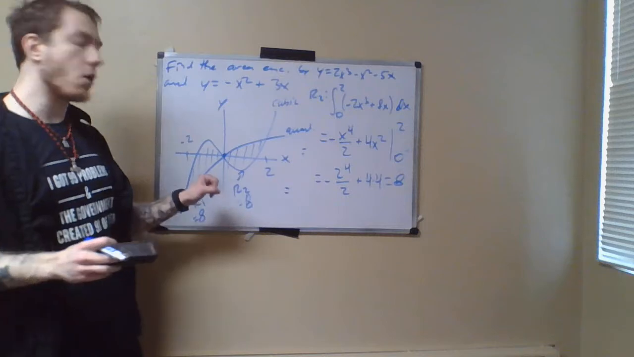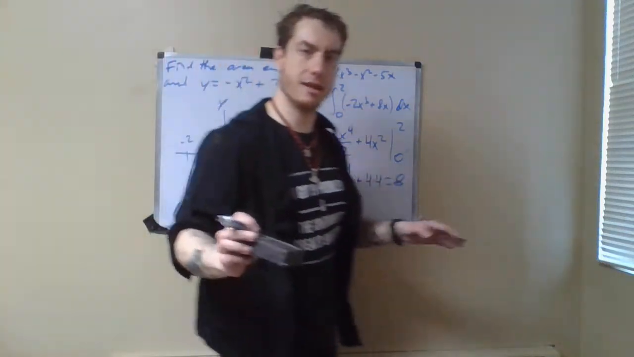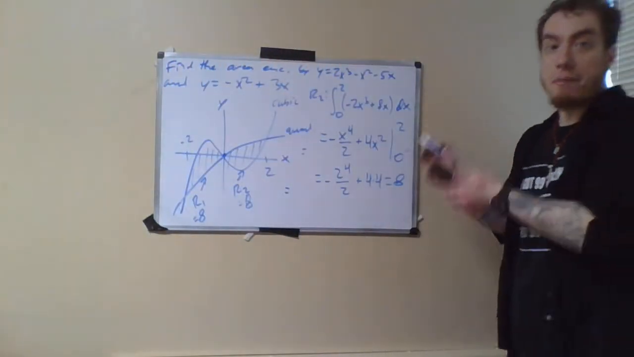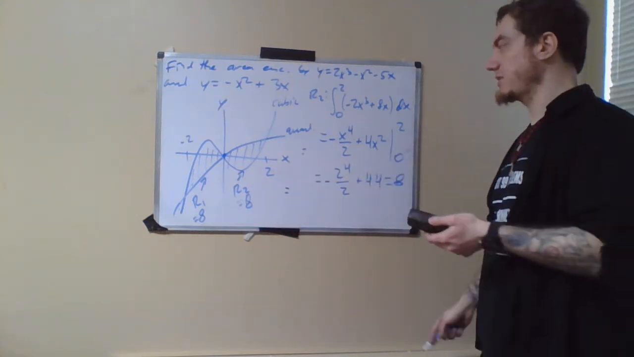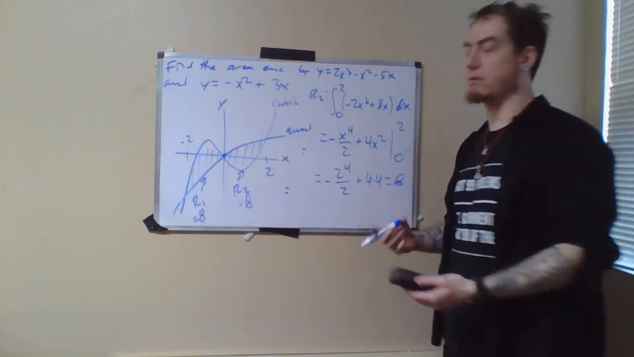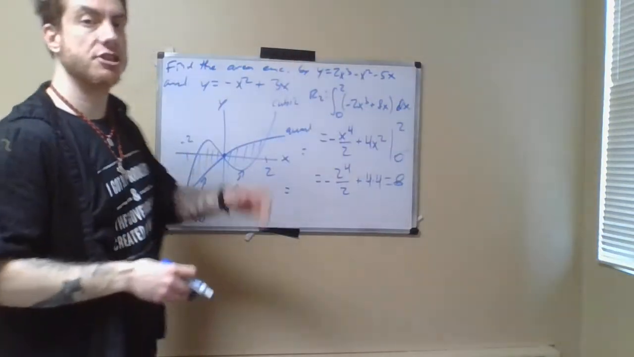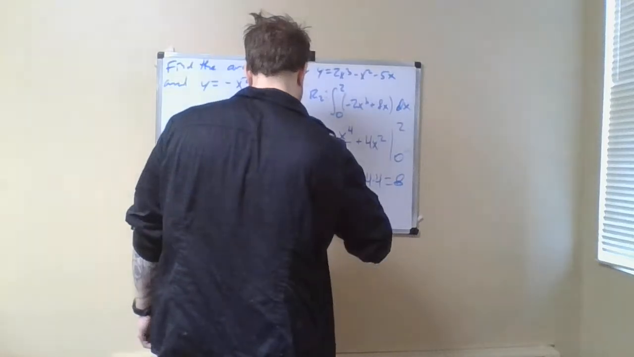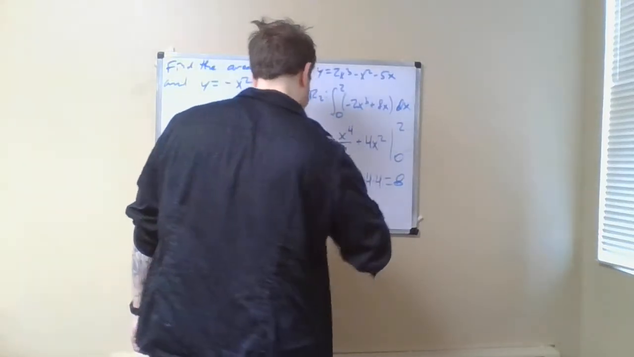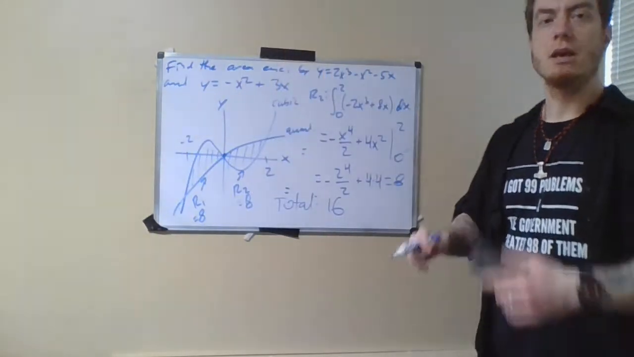We got R1 and R2 to be the same. That happens, but it's not always going to be the case. So if I had gotten something else, that wouldn't necessarily mean that there was something wrong. In this case, they just happen to be the same number. So the total of these areas is 8 plus 8, which is 16.